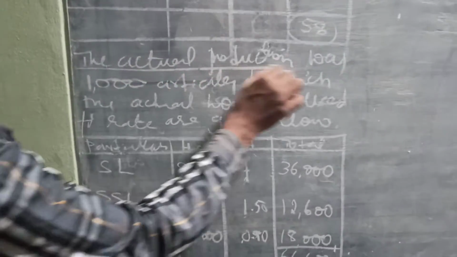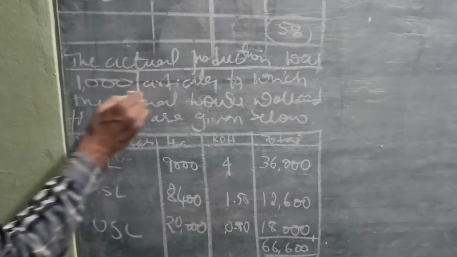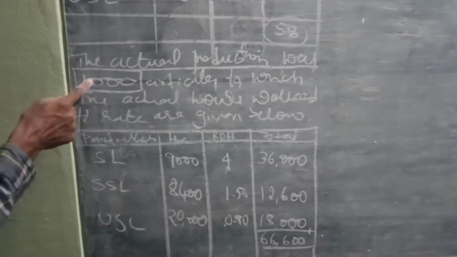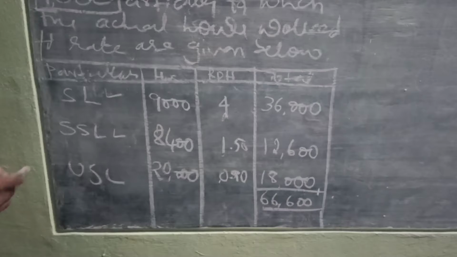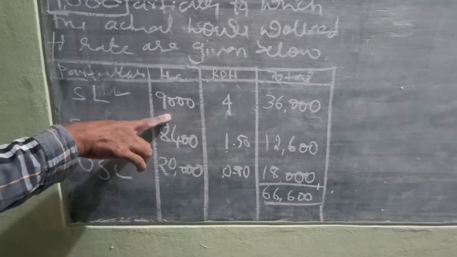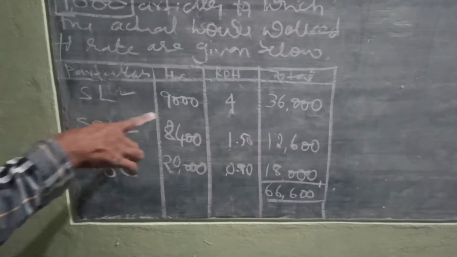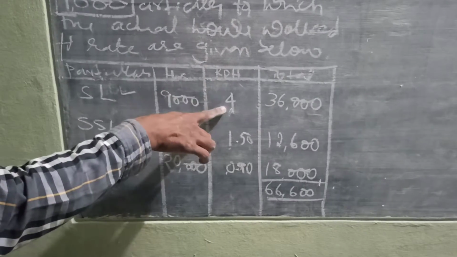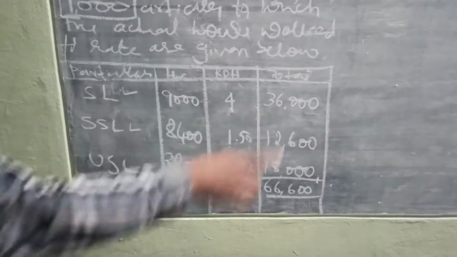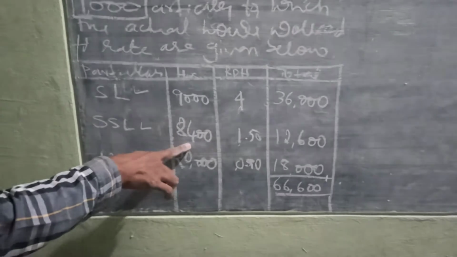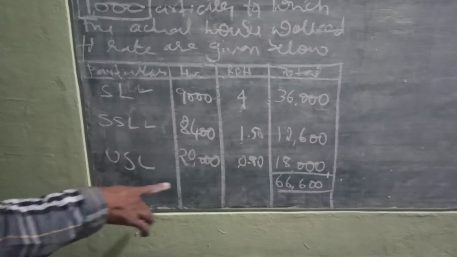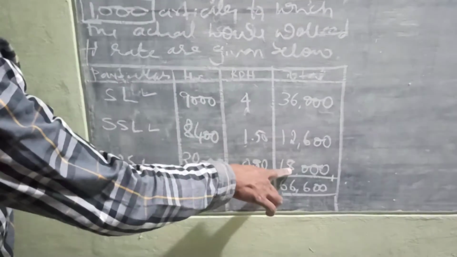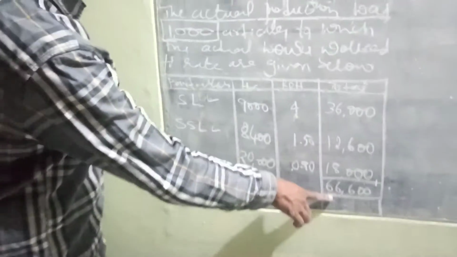And in continuation of that problem, the actual production was 1000 articles. So for production of 1000 articles, he has given the cost breakups for the different categories of laborers. Skilled laborers took 9000 hours at a rate of 4 rupees per hour, total 36,000 rupees. For semi-skilled laborers 8400 hours at 1 rupee 50 paisa, that comes to 12,600. For unskilled laborers 20,000 into 90 paisa, that is 18,000. Total it comes to 66,600.